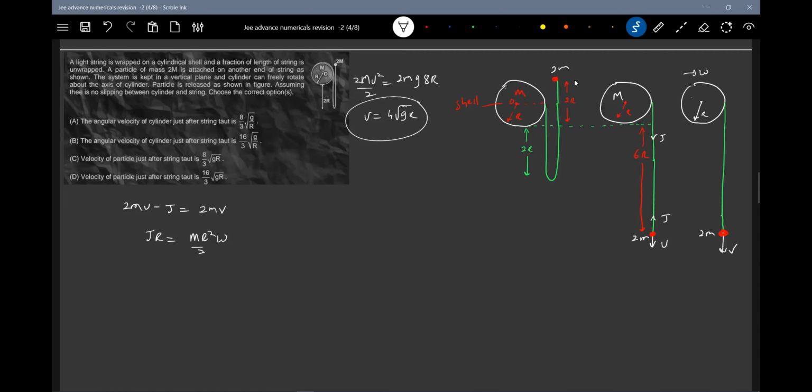Any relation between omega and v? From constraint equation, what is the velocity? Vp1 should be equal to r omega, and Vp1 should be equal to v. Any reason? Because the string is inextensible. So therefore, what can we write? v equal to r omega. So this will become J equal to m r by 2, r omega is there, we can write it as v. This value of J I'll substitute there. So 2mu minus mv by 2 equal to 2mv.